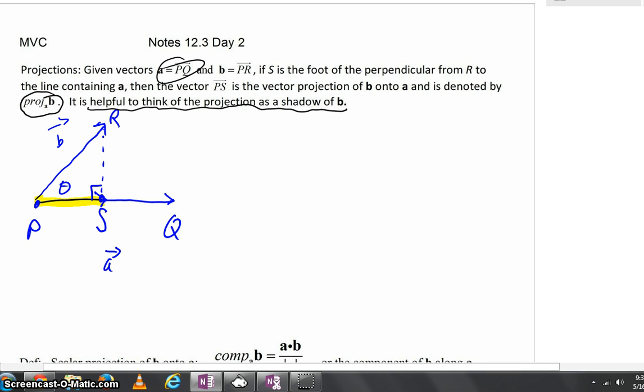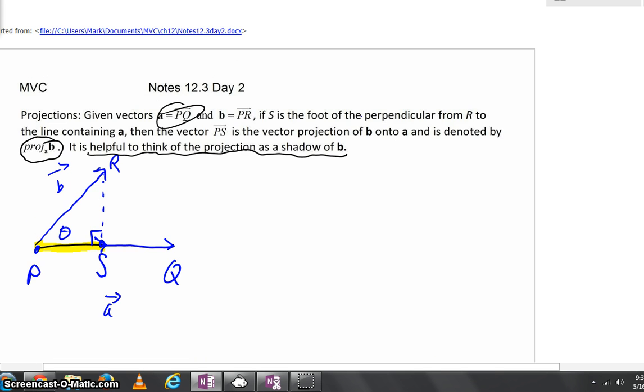And what I'd like to point out immediately is the following. You can see that vector B is having its shadow onto vector A. In this case, vector PS, the shadow, is smaller than the entire length of vector A. However, if we would have drawn vector B to be longer than vector A, we could see that its projection would then be longer than vector A itself.